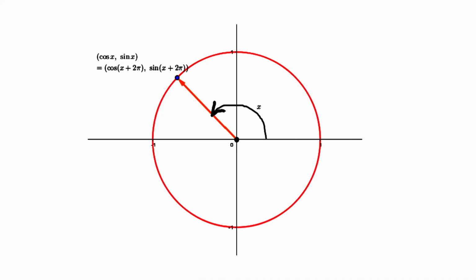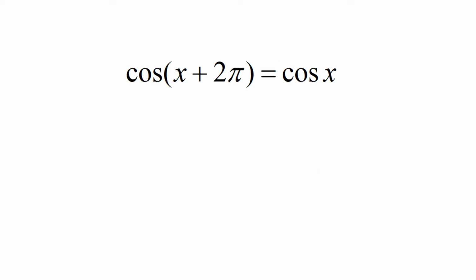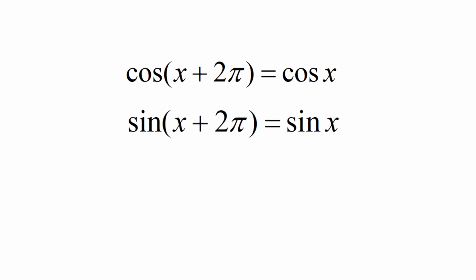In the figure, we have plotted the unit circle centered at the origin. It can be seen that when an angle of measure x and an angle of measure x plus 2 pi are in standard position, their terminal rays coincide at the same point on the unit circle. The two angles therefore have the same trigonometric values, that is cos of x plus 2 pi equal to cos x and sin of x plus 2 pi equal to sin x.